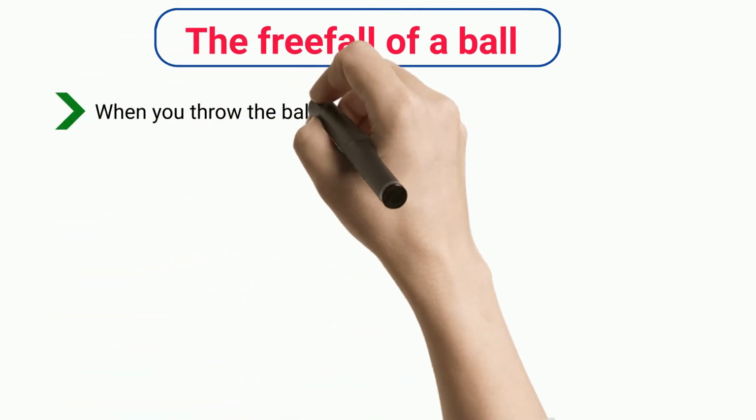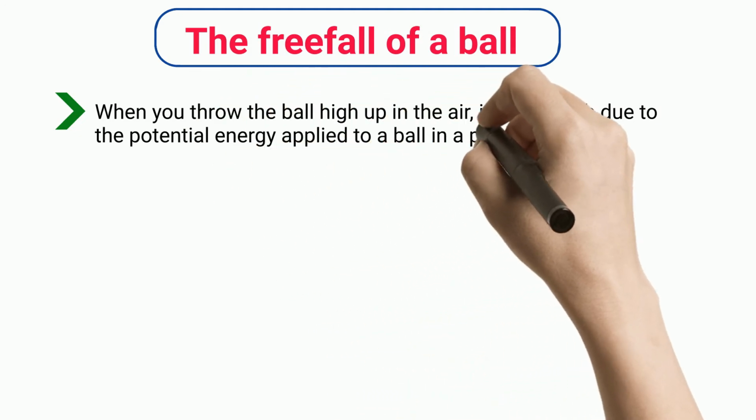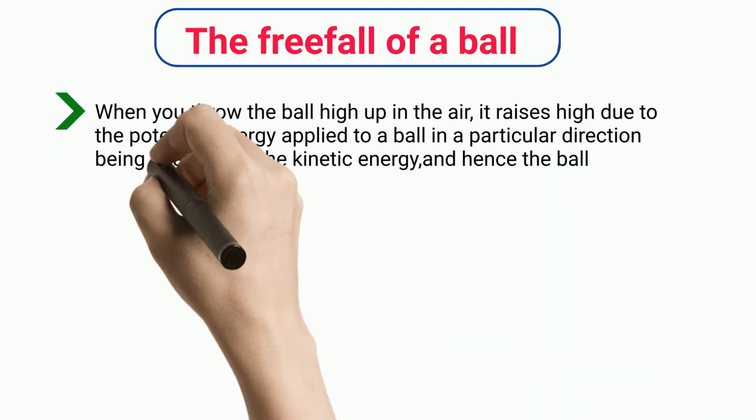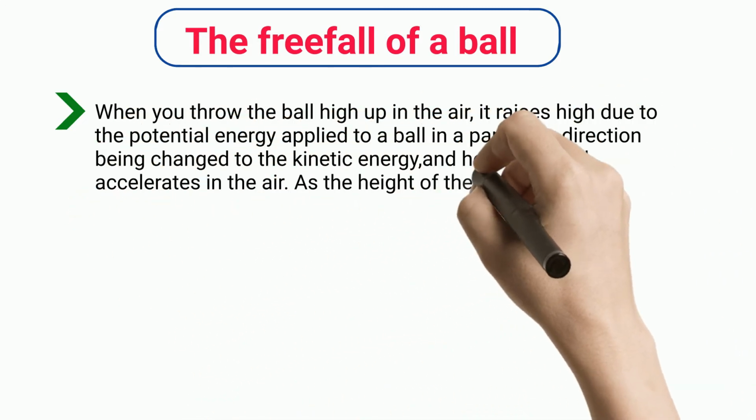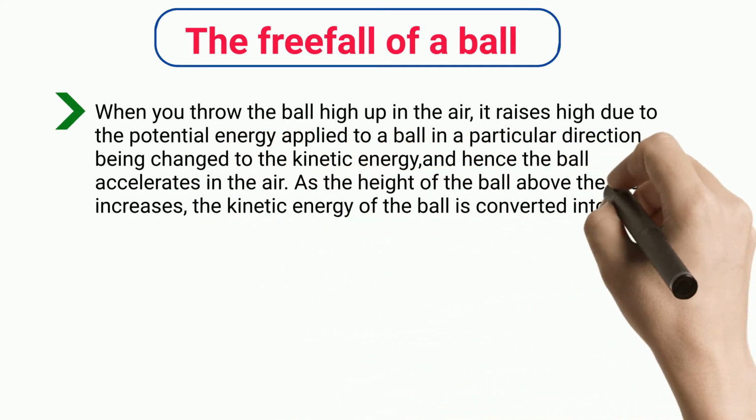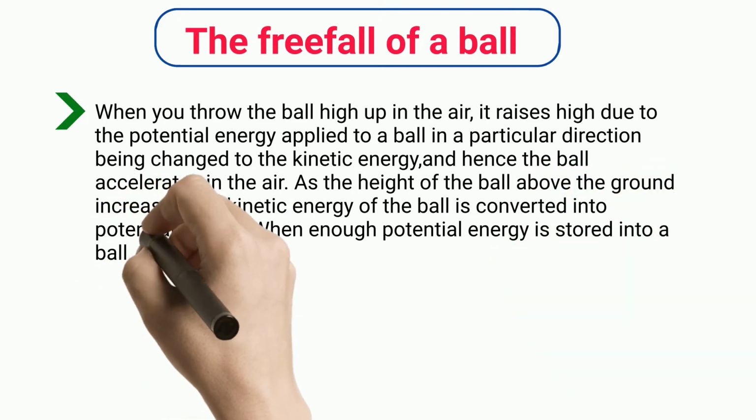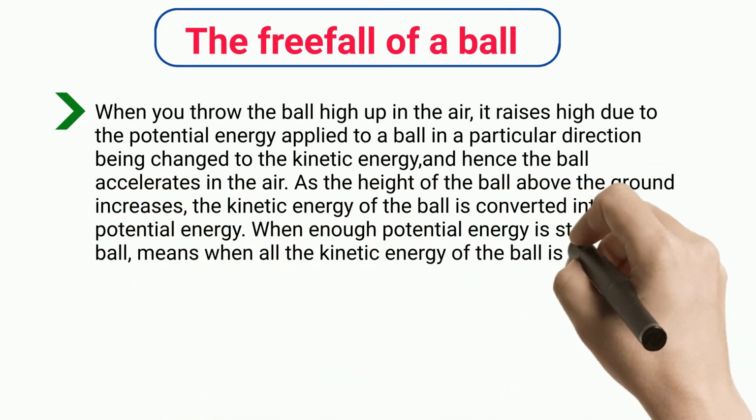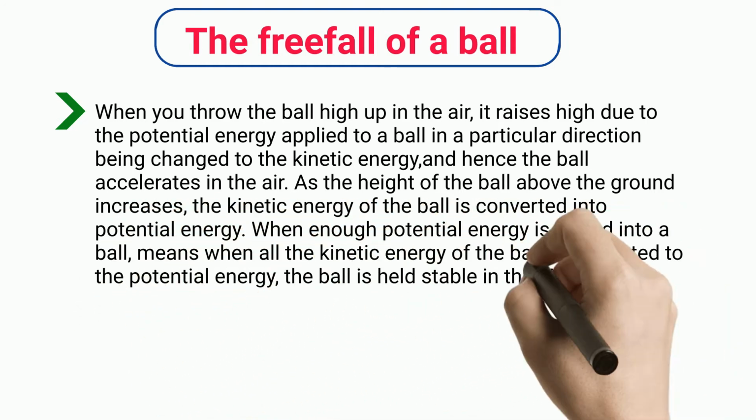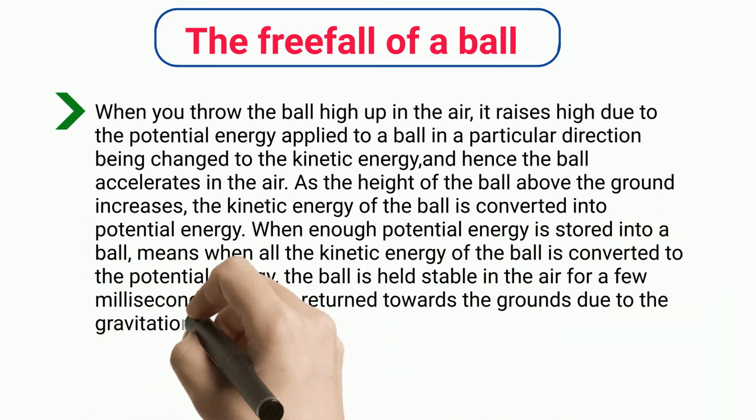The free fall of a ball. When you throw the ball high up in the air, it rises due to the energy applied to the ball in a particular direction, which is changed to kinetic energy, and hence the ball accelerates in the air. As the height of the ball above the ground increases, the kinetic energy of the ball is converted into potential energy. When all the kinetic energy of the ball is converted to potential energy, the ball is held stable in the air for a few milliseconds and then returns towards the ground due to the gravitational pull, which is called the free fall of the ball.